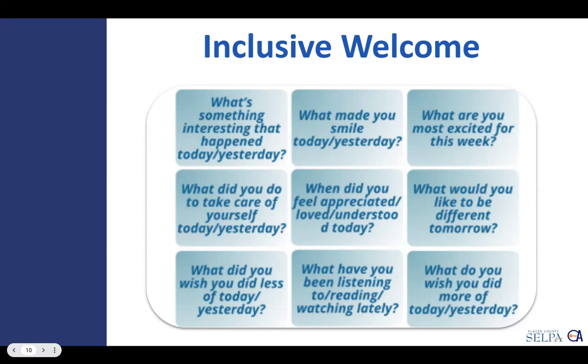So one strategy to help us navigate multiple questions would be to include a hint about the question in your answer. So for example, I might say, I wish I did less laundry yesterday. So that indicates the question I was answering. Or I took care of myself today by going on a walk with my dog. So pick your question that resonates with you, and then go ahead and put those answers in the chat.